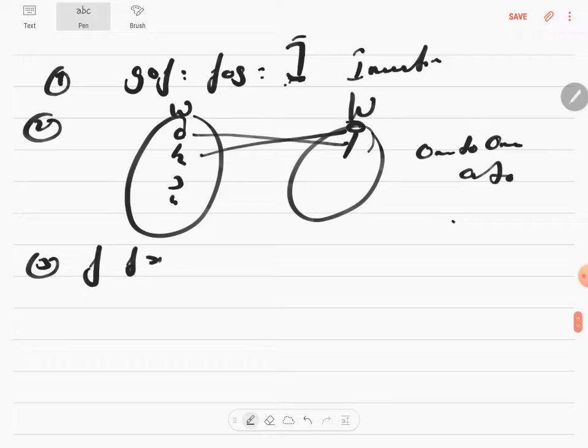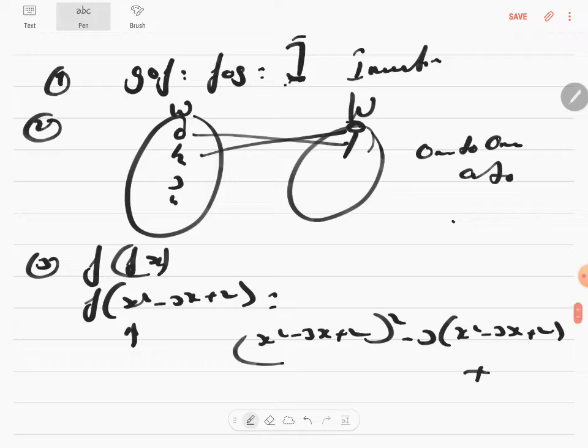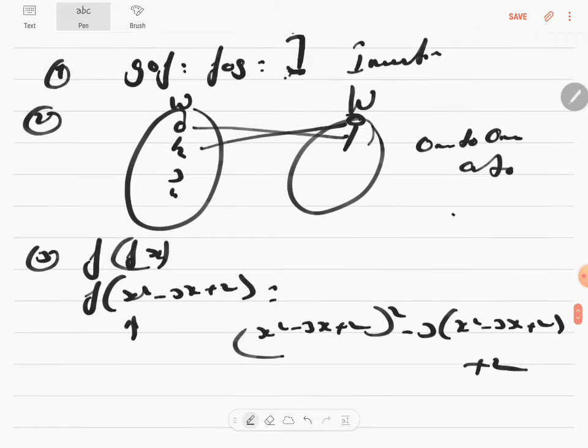f of x, where f of x is x square minus 3x plus 2. In the question, wherever x square is, you will write x square minus 3x plus 2, the whole square, minus 3 into x square minus 3x plus 2, plus 2, and you will write the answer for this. Solve it and write the answer for this.